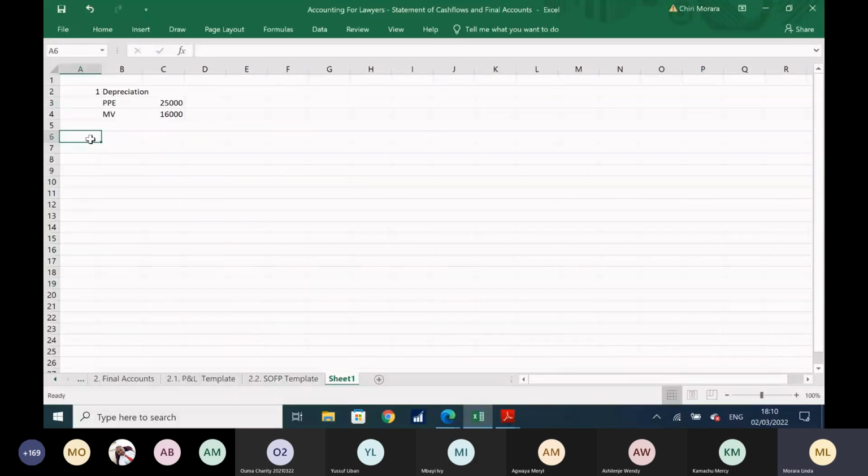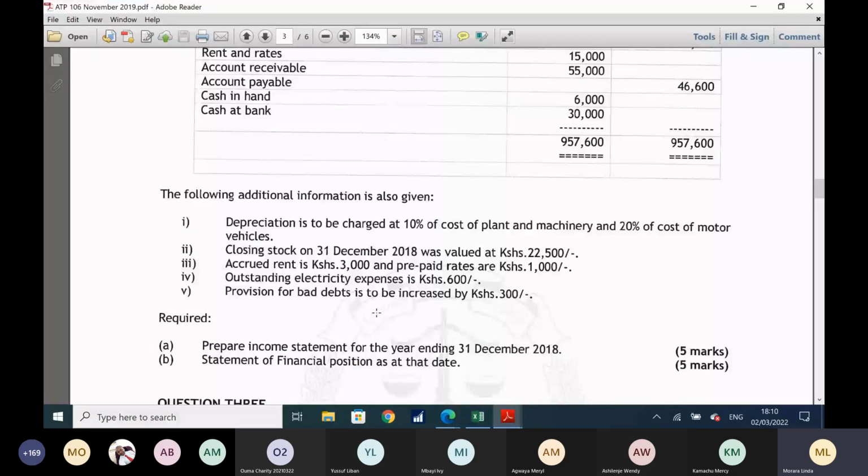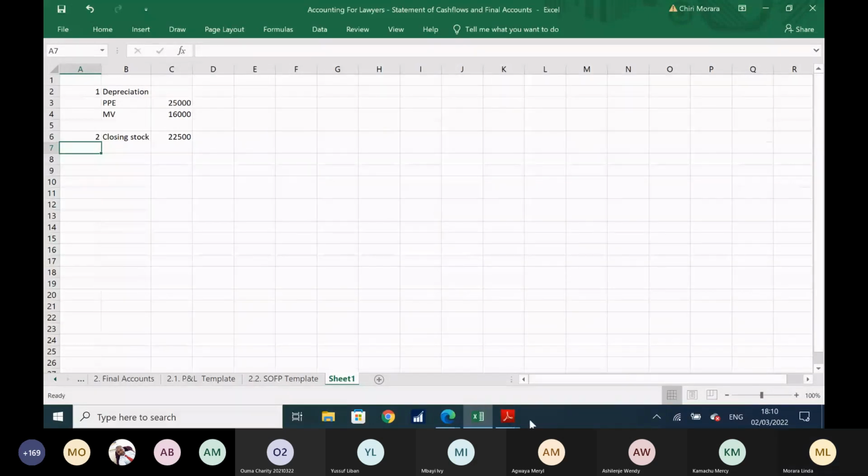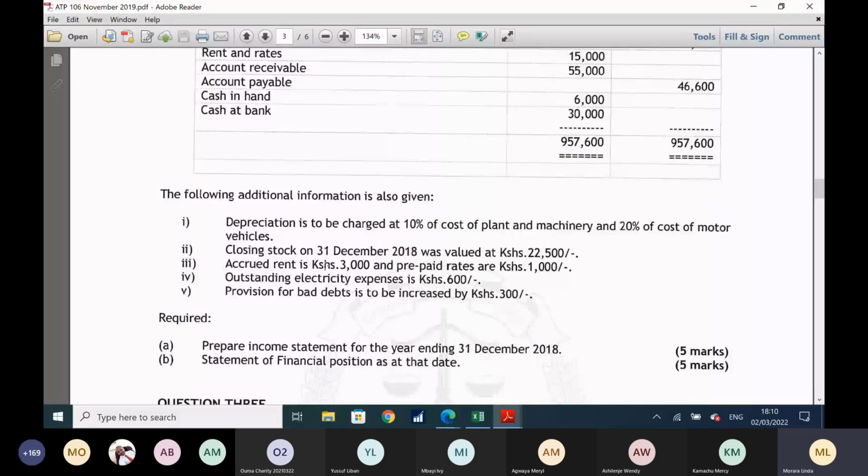We go to additional information number 2, and you're being told that the closing stock at 31st was 22,500. So your closing stock was 22,500. The next one, you're being told that the accrued rent is 3,000 and prepaid rates are 1,000 shillings.